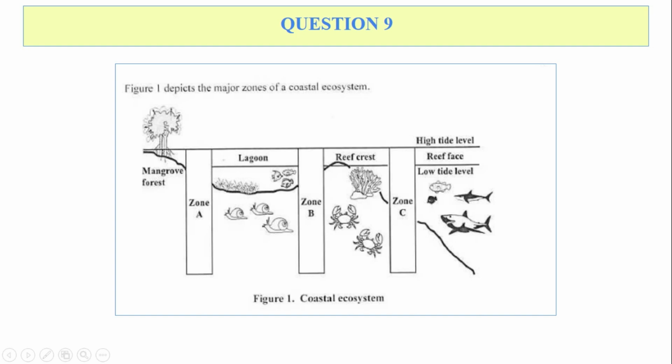So as you can see, just interpreting the diagram here, these zones separate each ecosystem. So these are 4 different ecosystems. You have a mangrove forest, a lagoon, a reef crest, and a reef face. Right? All these are 4 different types of ecosystems, and these zones separate them.